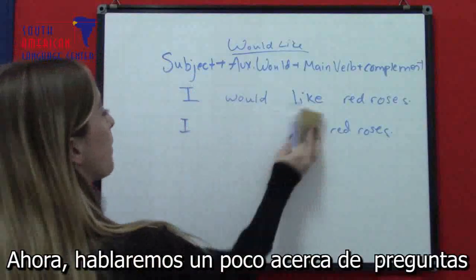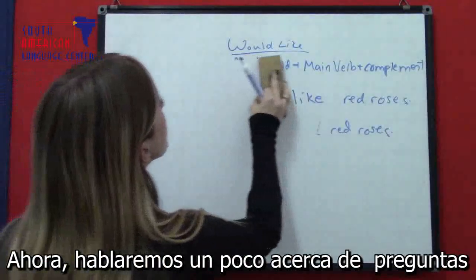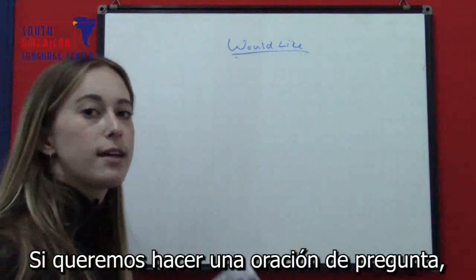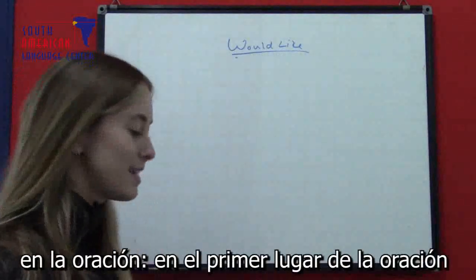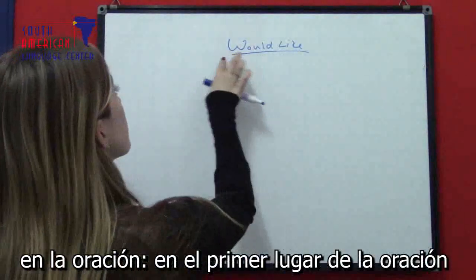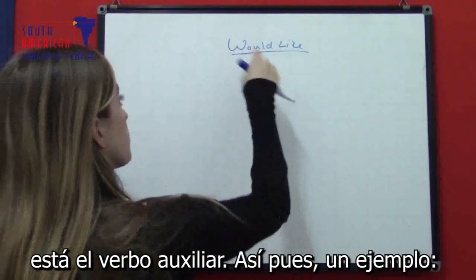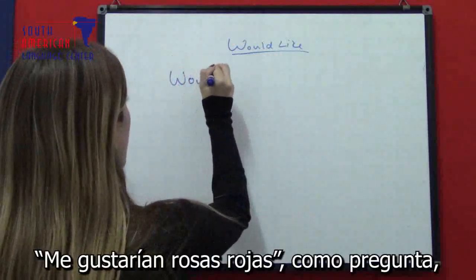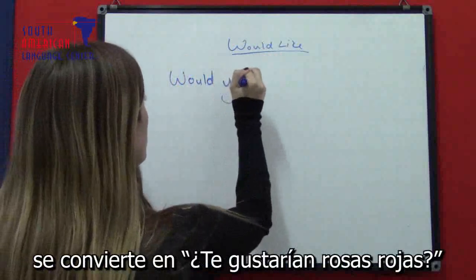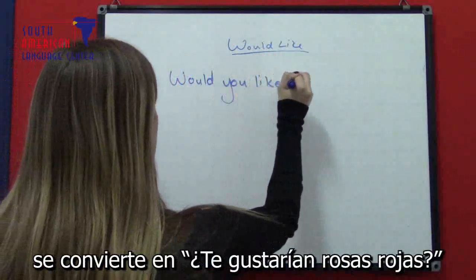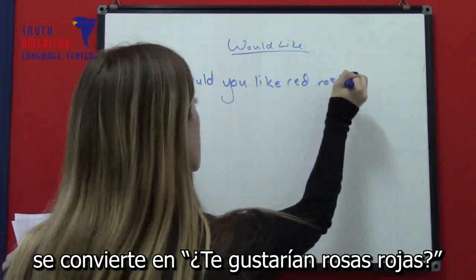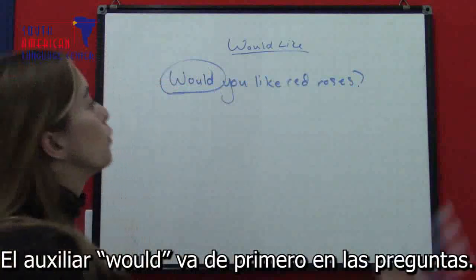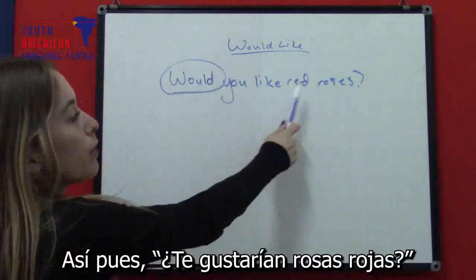Now, we're going to talk a little bit about question sentences. If we want to make a question sentence, we just change the order of the words in the sentence. In the first place of the sentence is the auxiliary verb. So, an example. I would like red roses as a question becomes, would you like red roses? The auxiliary would goes first for questions. So, would you like red roses?